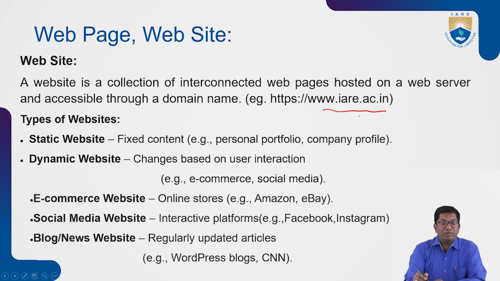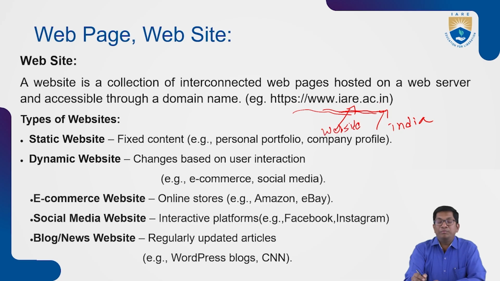So here we have different parts. This is the protocol, and it should start with the World Wide Web, with which you can access data or resources from a remote server. And this one is the domain name, iare.ac.in. So IN is for India, and this one is the website name.